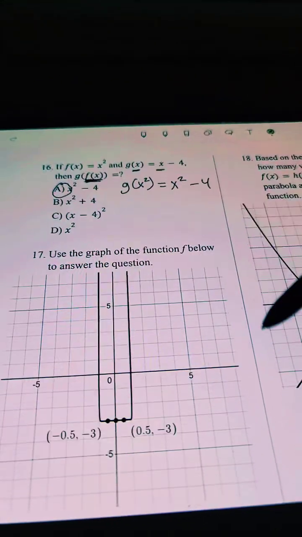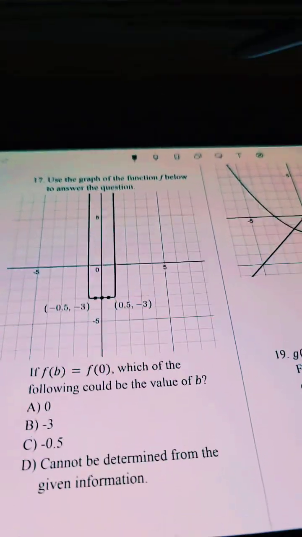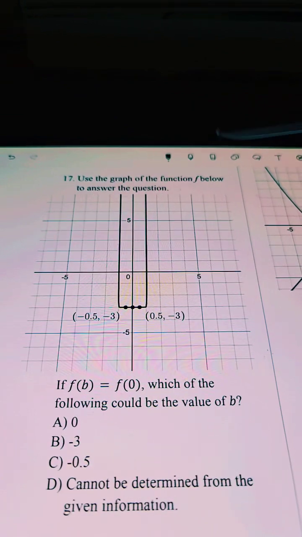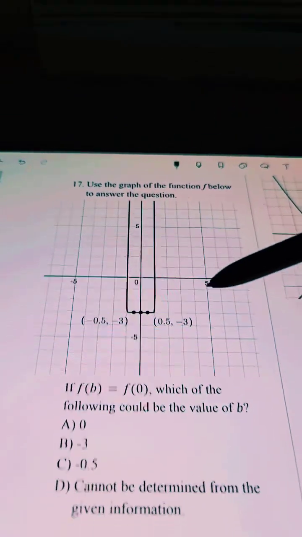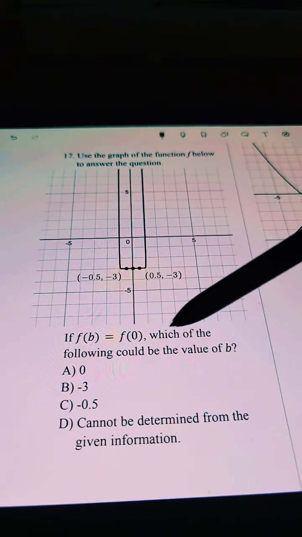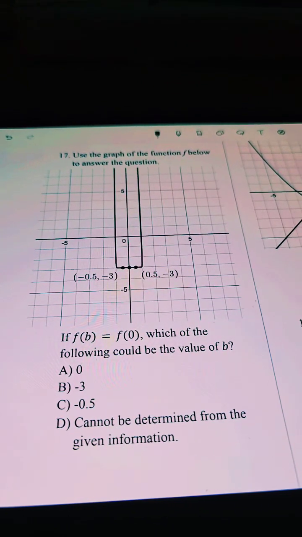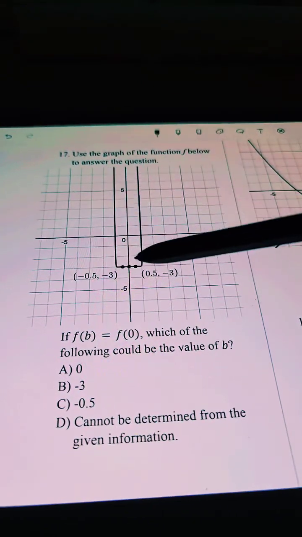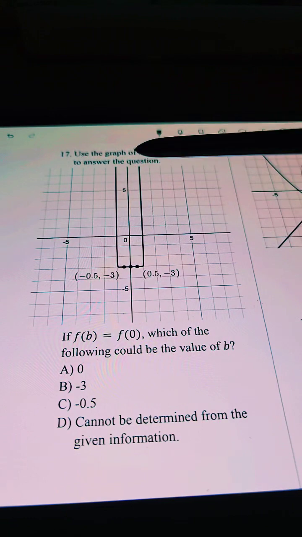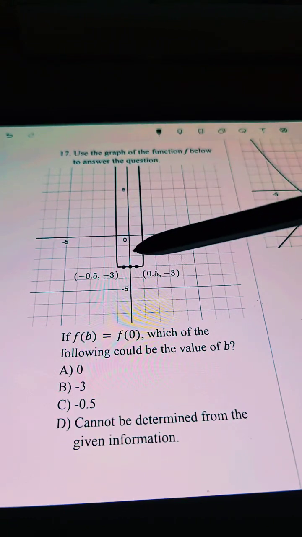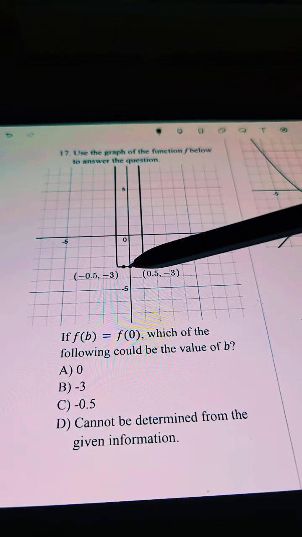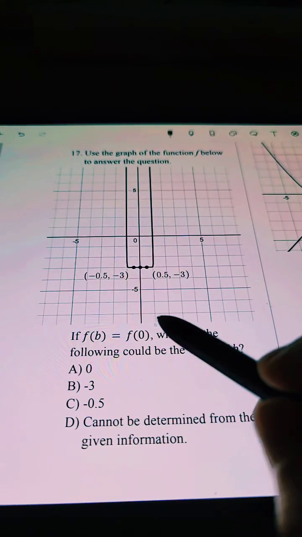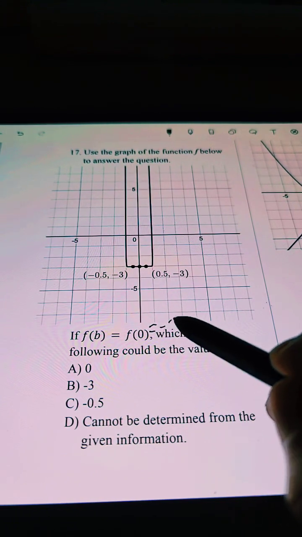And then let's go to number 17. Use the graph of the function below to answer the question. So if f of b is equal to f of 0, which of the following could be the value of b? So first let's figure out what is f of 0. So what is f when the x value is 0? So when x is 0, then f of 0 should be right here at -3. So I'm going to say that that's equal to -3.